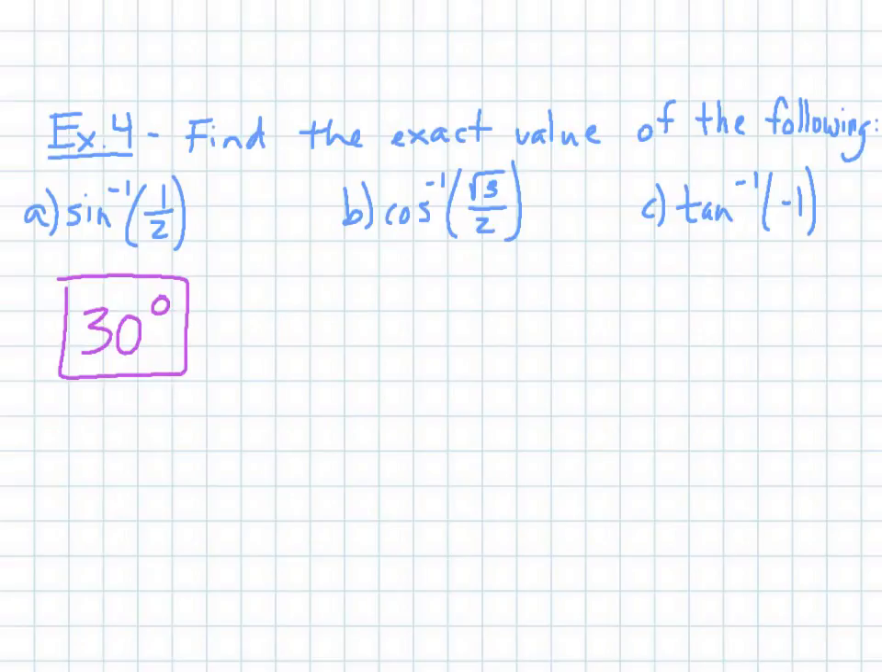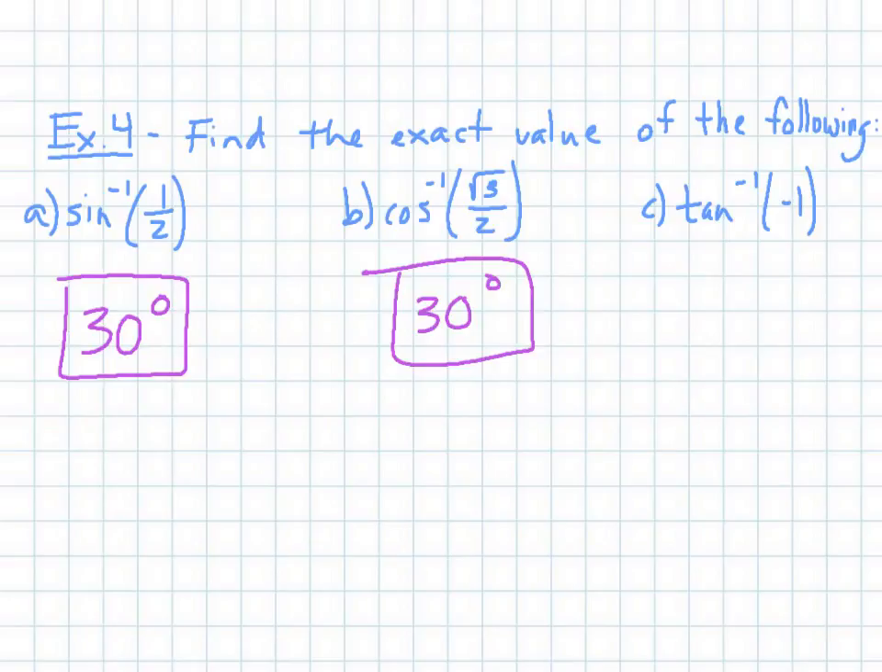Okay, letter B, inverse cosine of square root of 3/2. Now cosine is in the first and second quadrants, so let's go to one of those. Also notice that it's positive, so the first quadrant is the only place where it's positive, and that's also going to be 30 degrees, because that's where a positive square root of 3/2 is at for your x value.